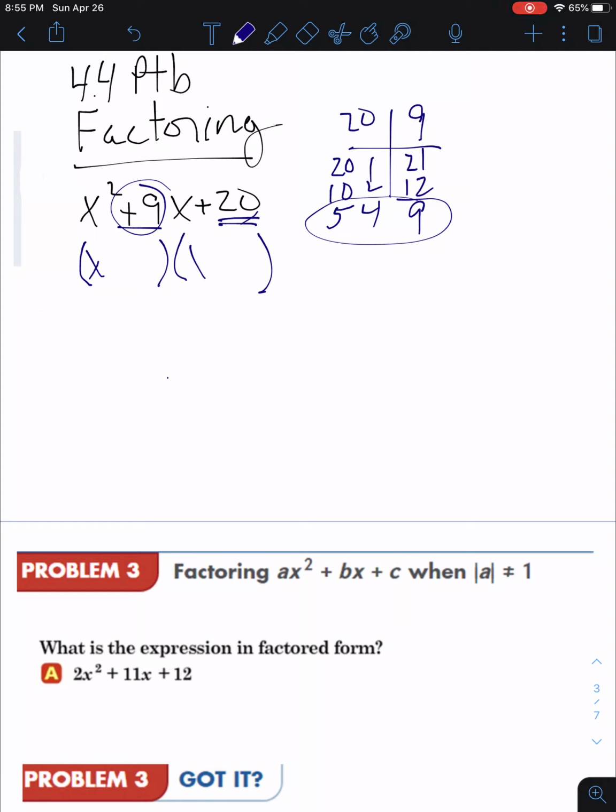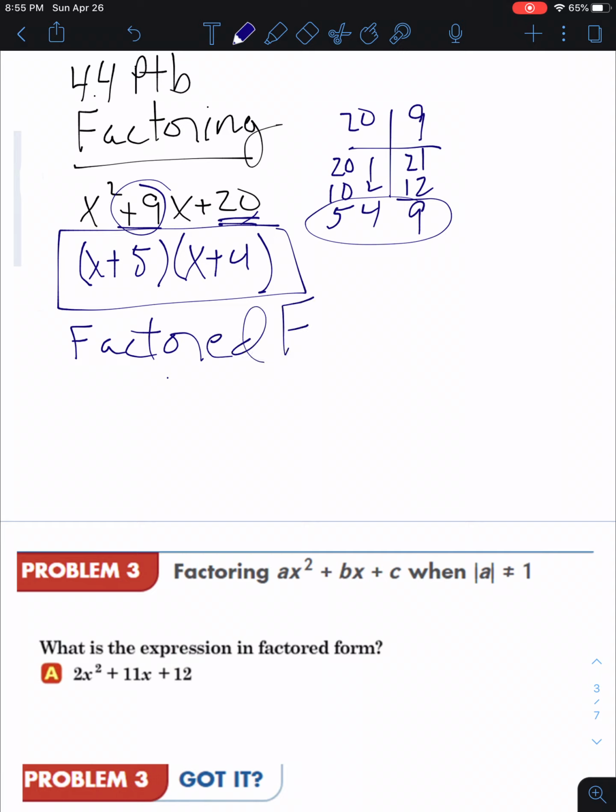And so 5 and 4 are my two terms. So we'd split our x's, put plus 5 plus 4, or plus 4 plus 5, and that gives me the factored form. Okay, that's what we did on Friday.